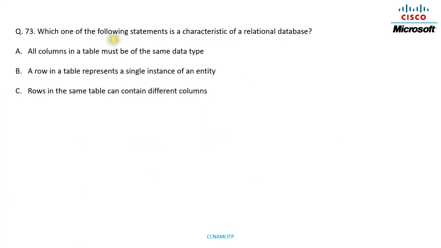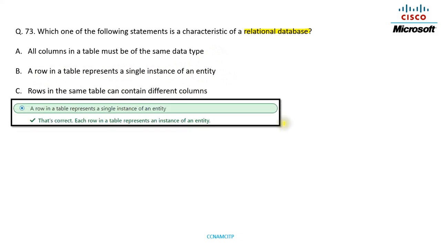Now we'll move to the next question. Which of the following statements is a characteristic of a relational database? So all columns in a table must be of the same type of data. A row in a table represents a single instance of an entity, and rows in the same table can contain different columns. So you can see the correct answer is B: a row in a table represents a single instance of an entity.